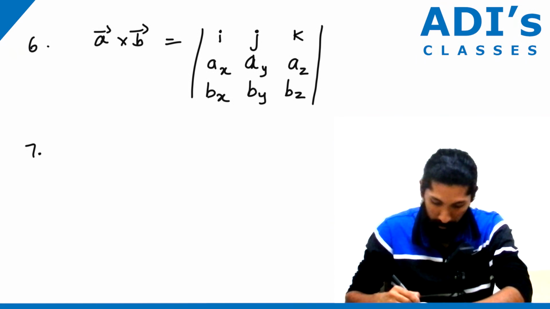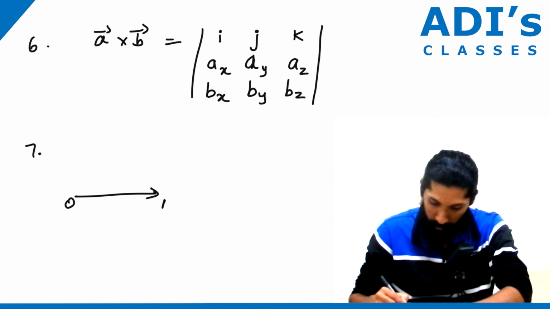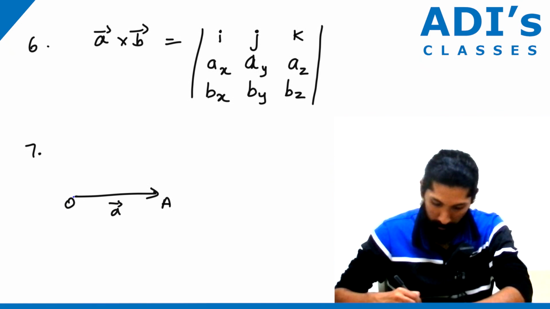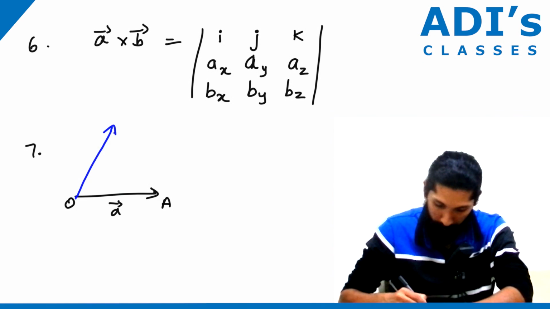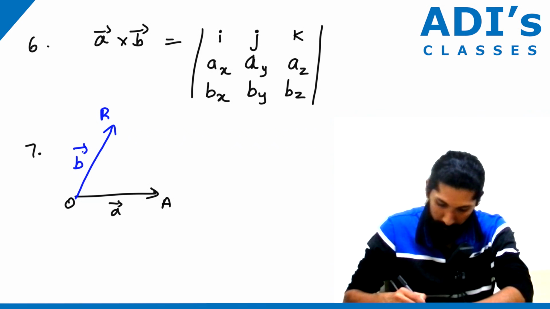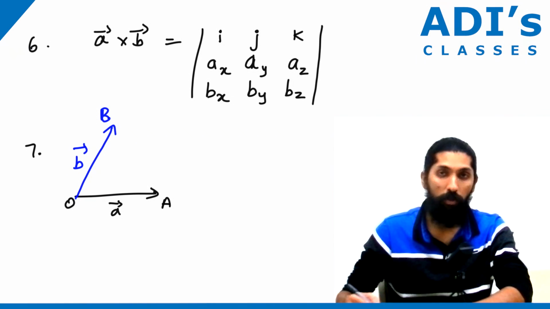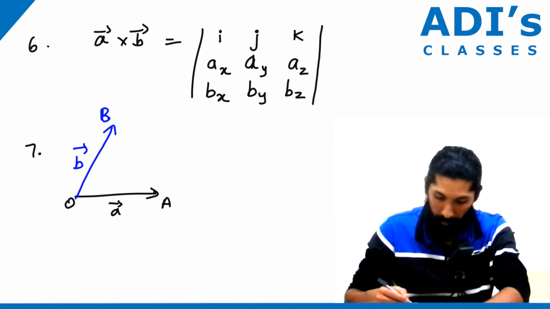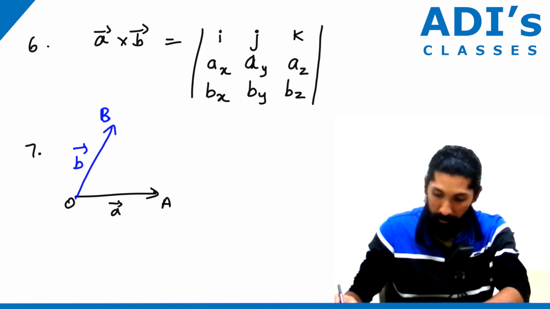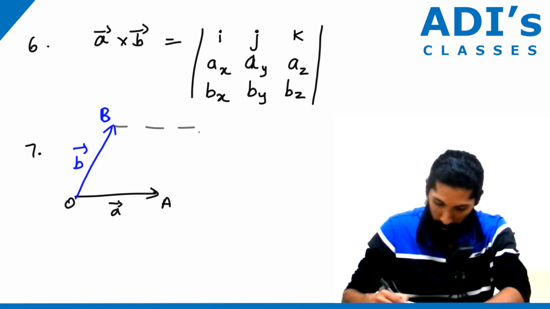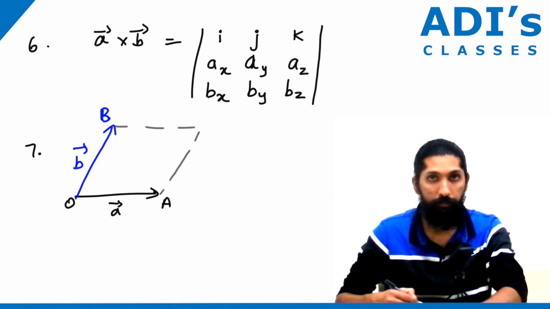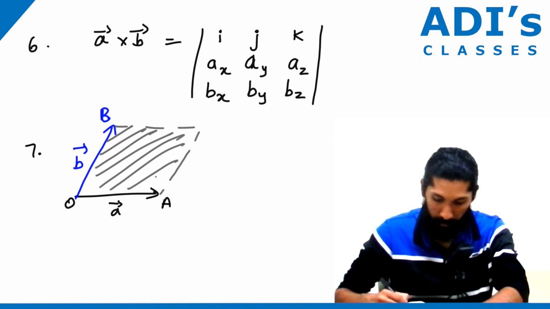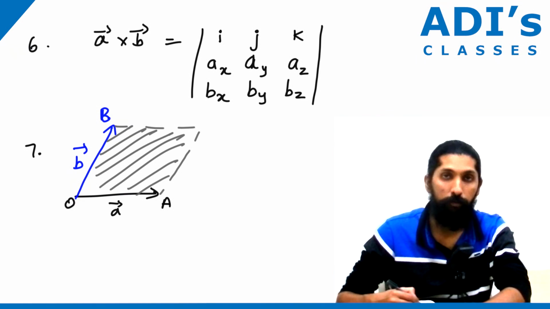In the sense, suppose this is vector A, OA, and we have another vector, let's say something like this. Say this is vector B. Now, what is the geometrical meaning of this cross product of two vectors? Here, if you complete this, this becomes a parallelogram, correct? Now, to find the area of this particular parallelogram, we use the cross product of two vectors.